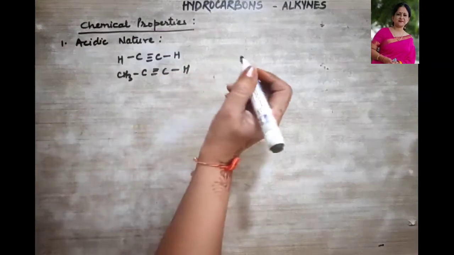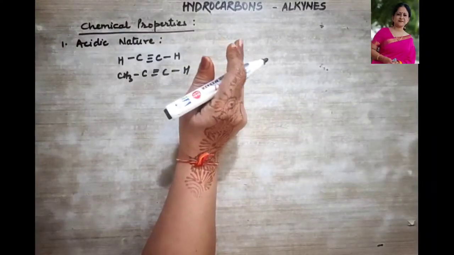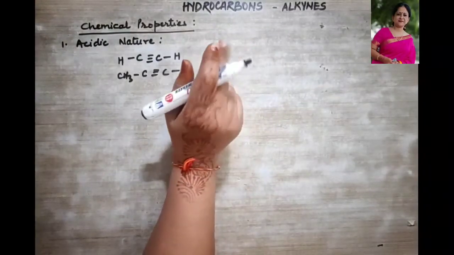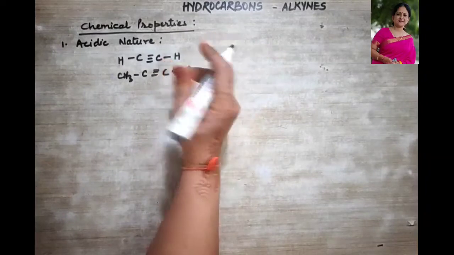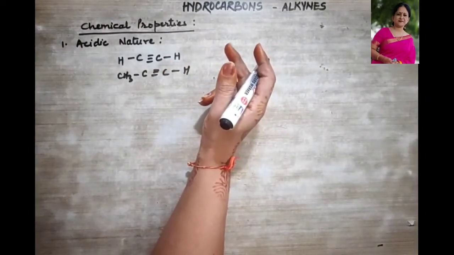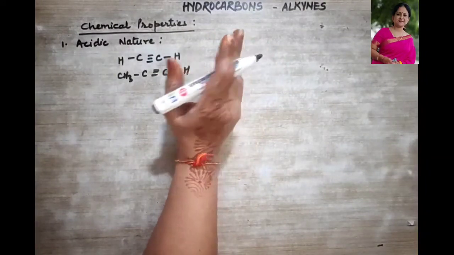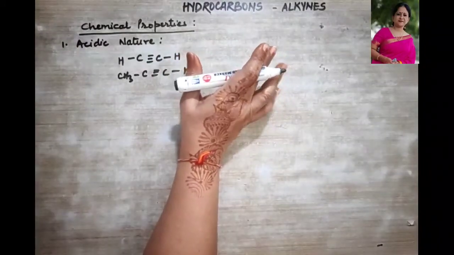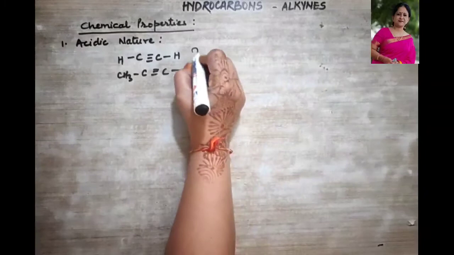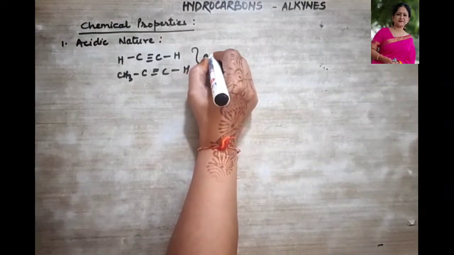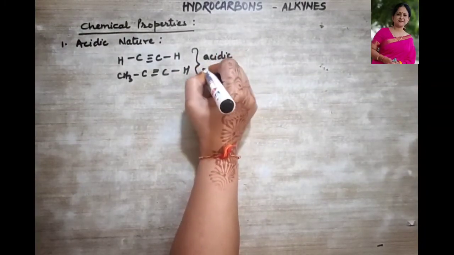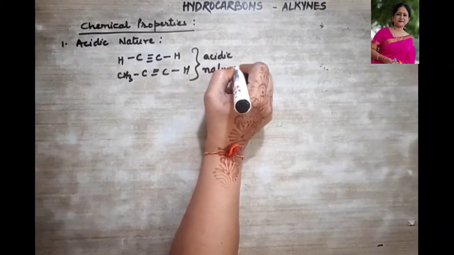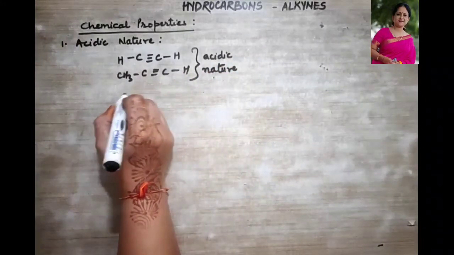Now, let us see one more alkyne which does not have the terminal hydrogen. And if it does not have a terminal hydrogen, it means what? That it does not contain acidic nature, right? So, these two show acidic nature, correct? Now, I'm going to show you one example.